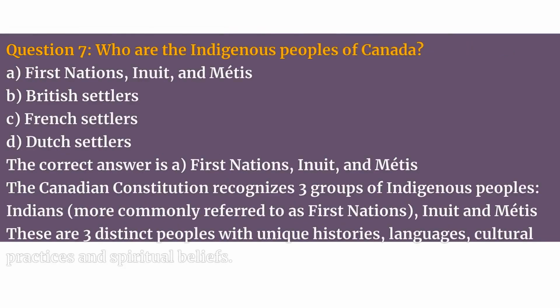Question 7. Who are the Indigenous peoples of Canada? A. First Nations, Inuit and Metis. B. British settlers, French settlers, Dutch settlers. The correct answer is A. First Nations, Inuit and Metis. The Canadian Constitution recognizes three groups of Indigenous peoples: Indians, more commonly referred to as First Nations, Inuit and Metis. These are three distinct peoples with unique histories, languages, cultural practices, and spiritual beliefs.